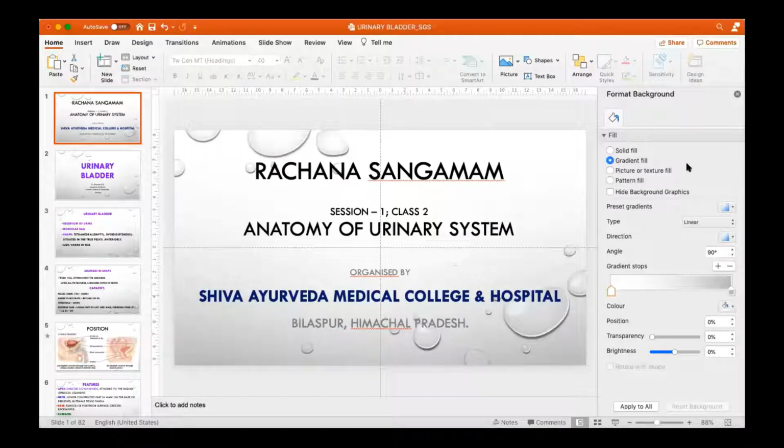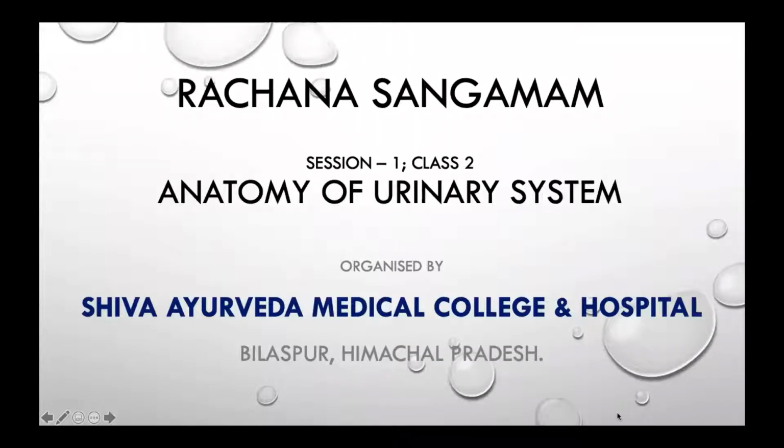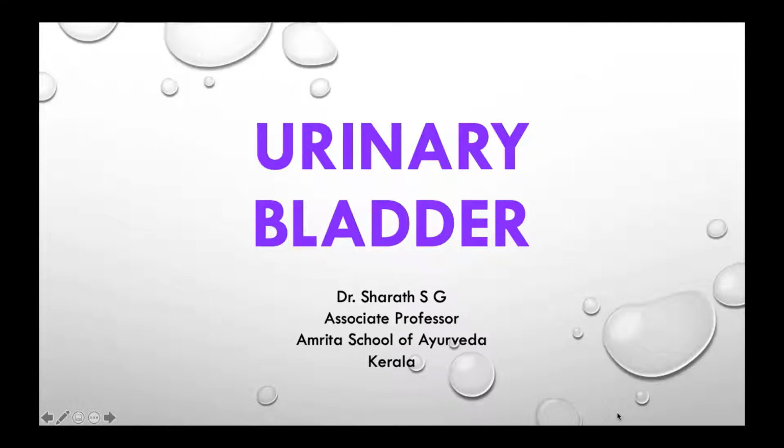Yesterday we discussed the anatomy of the kidney as well as the ureter, and today we'll continue with the anatomy of the urinary bladder as well as the urethra. So that completes the anatomy of the urinary system. We'll start with the urinary bladder.